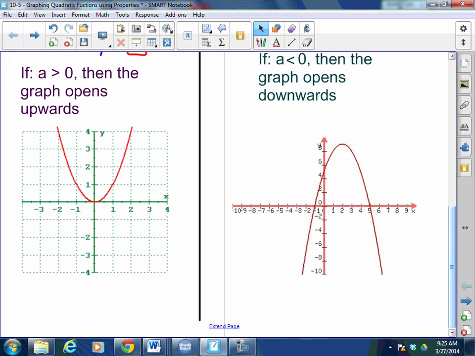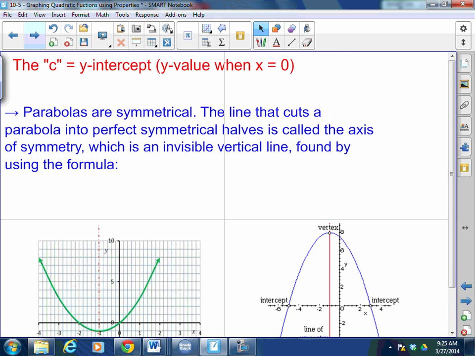So if a is positive, it goes up. If a is negative, it goes down. This is a good test, because if you're graphing something and it's negative and the graph is pointing up, you messed up.